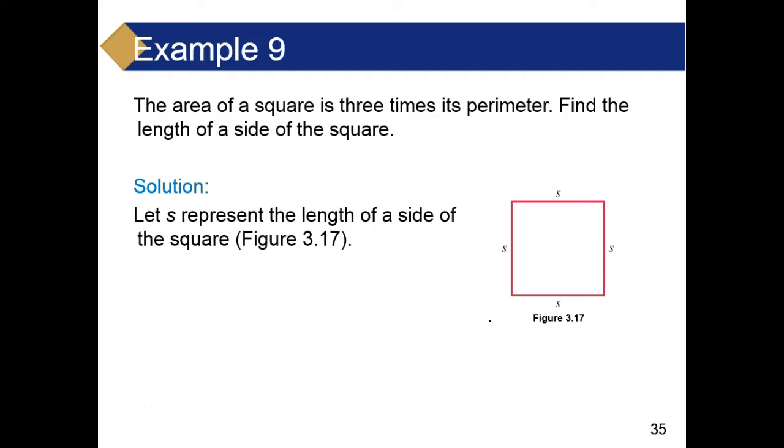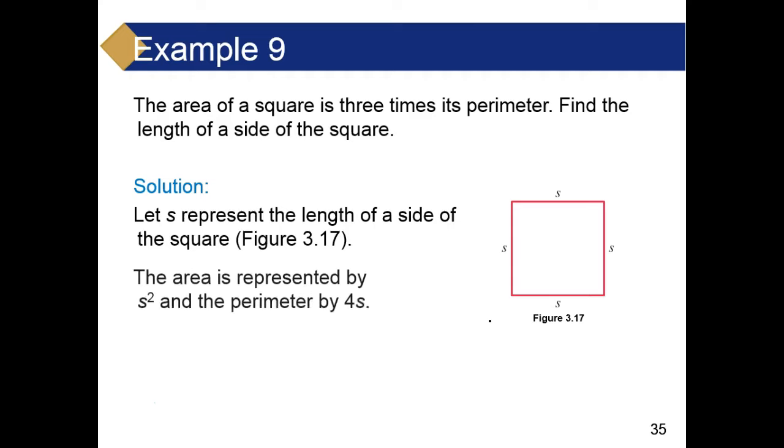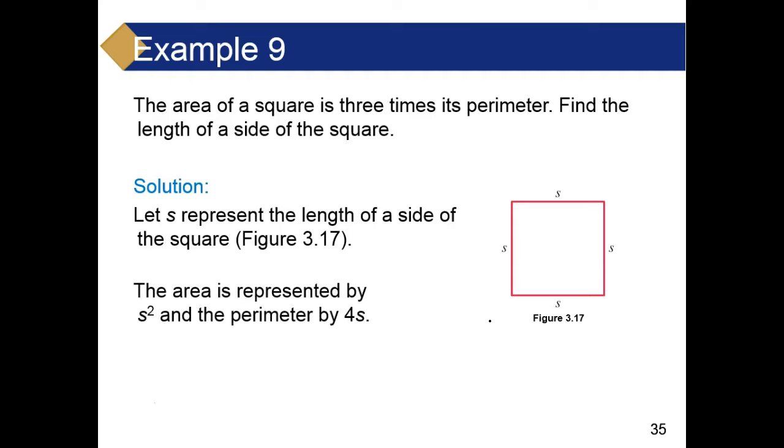It doesn't matter what you call it. You can call it Fred. The S represents the length of the side of the square, and because it's a square, all those S's are the same. Then the sentence tells you the area is represented by S squared. S times S is S squared. The perimeter is 4 times S. Walk around there and you get 4 S's.